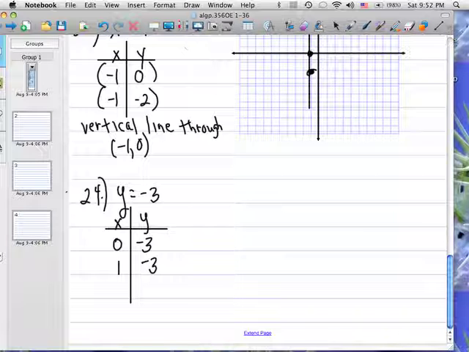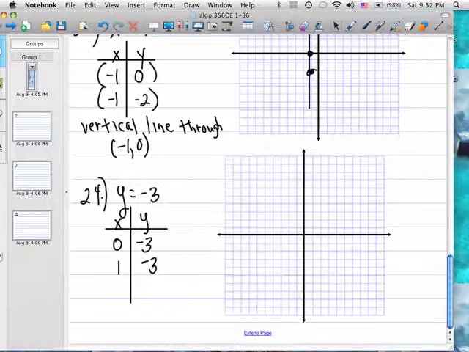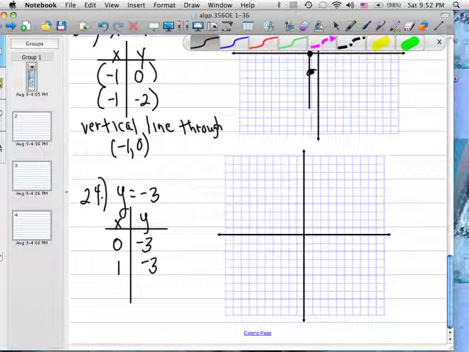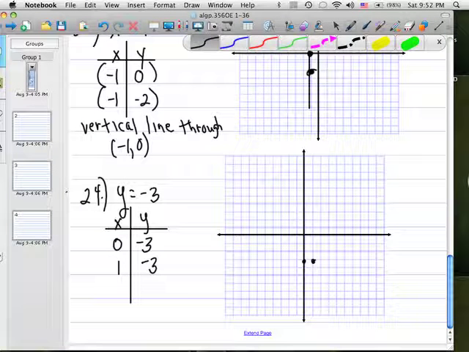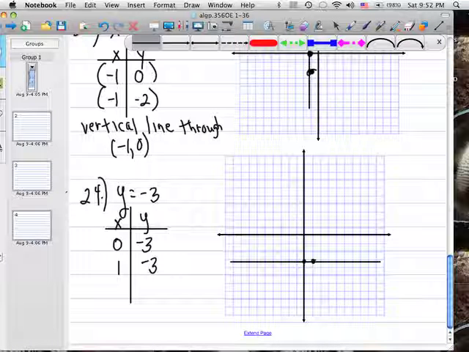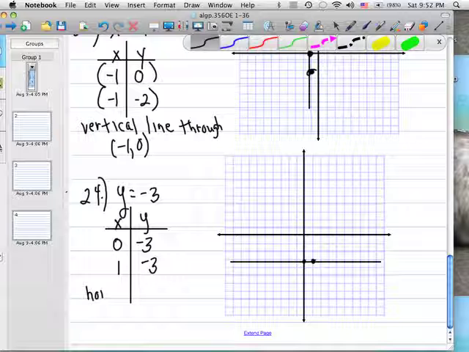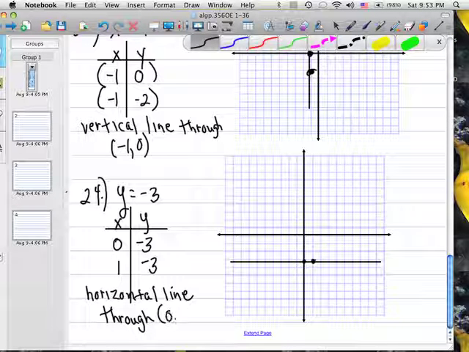So if I graph this line, x is 0, y is -3. X is 1, y is -3. And I draw a line connecting those 2 points. This time I get a horizontal line. And it went through 0, -3.